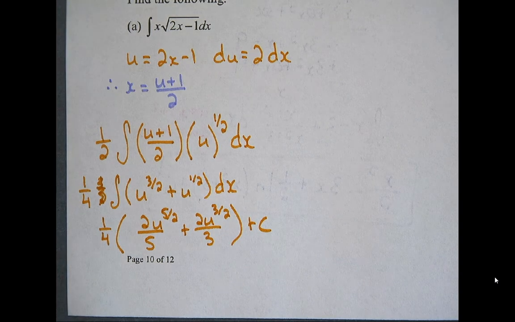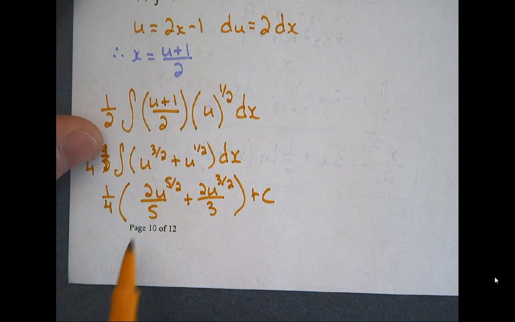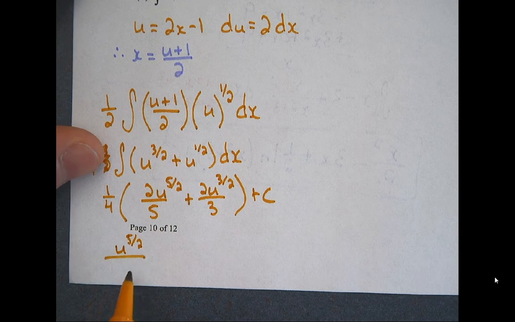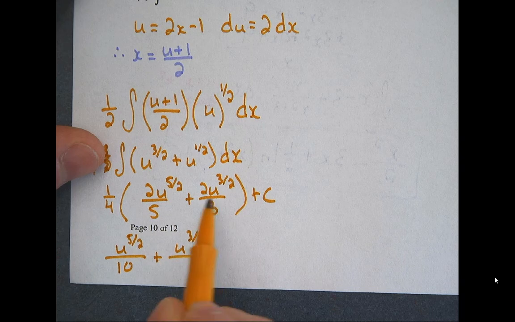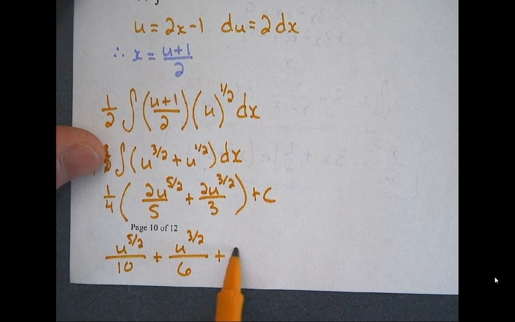Now, at this point, you can do two things. You can go ahead and put u back in there and then be done with it. If this is a free response, life is good. Most of the time, though, they'll want us to clean this up. How would you think about how you would factor this? Well, actually, I'm going to distribute at least the 1/4 and see if that makes life a little bit better for us. So this would become u to the 5/2 over 10 plus u to the 3/2 over 6 plus c.